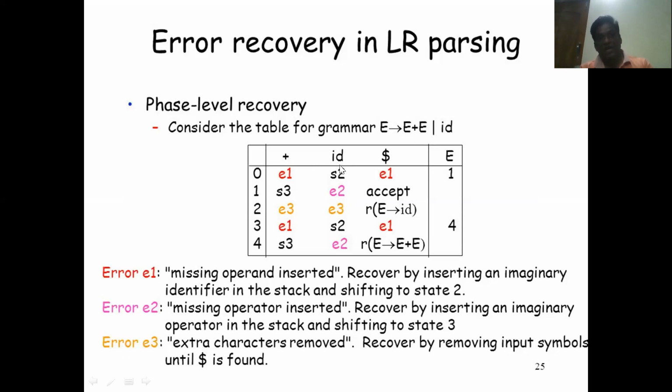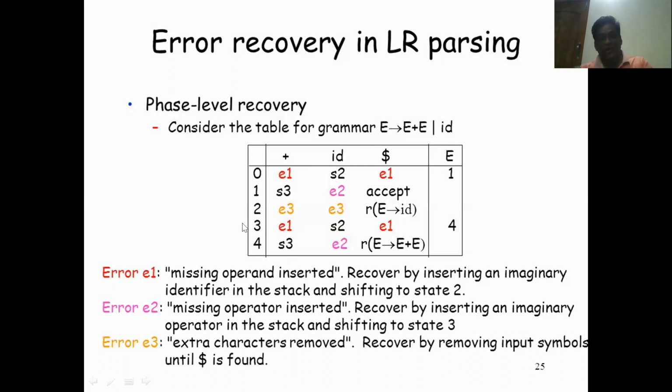But if it sees id again, what is missing here? It is missing the operator. Therefore, error 2 corresponds to missing operator. The recovery strategy performs the insertion of the missing operator and then continues with state 3. Okay. So on state 2, you will get this ID. Error 2 itself indicates that ID is already seen. So ID plus ID is properly given. Therefore, it moves to state 3.